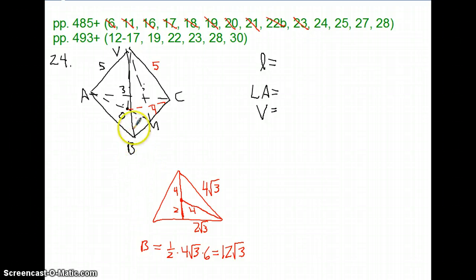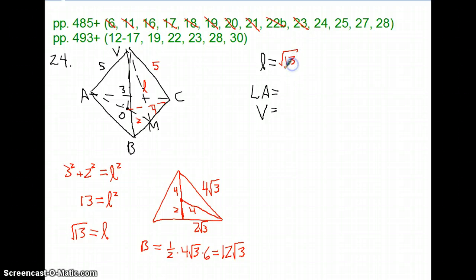Anyway, what else do I need? What am I trying to find here? Trying to find L. Okay. This little thing is 2. I have a right triangle with 3 and 2 and L. This is not a nice one. 3 squared plus 2 squared equals L squared. 3 squared is 9. 2 squared is 4, so that's that. L is the square root of 13.